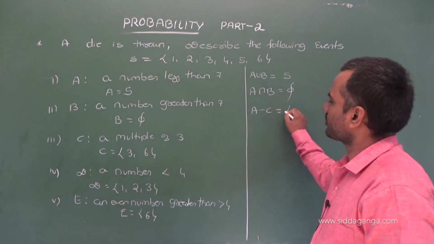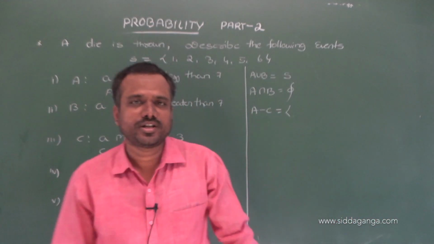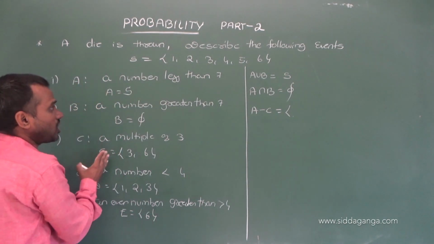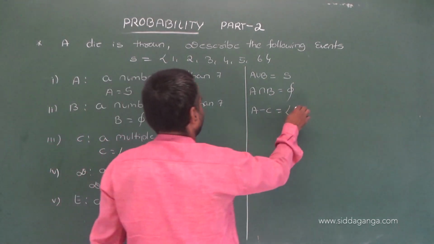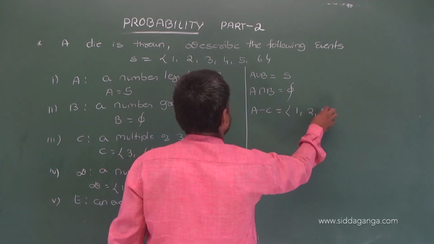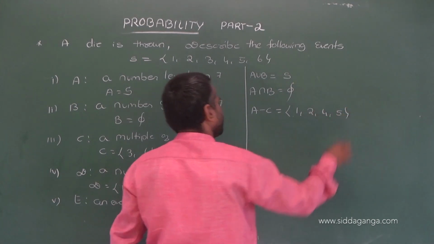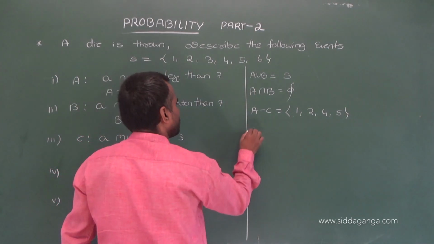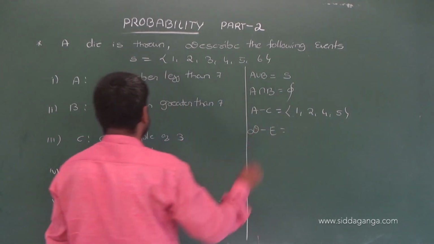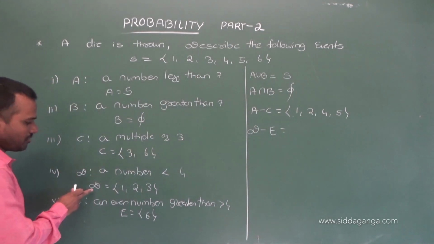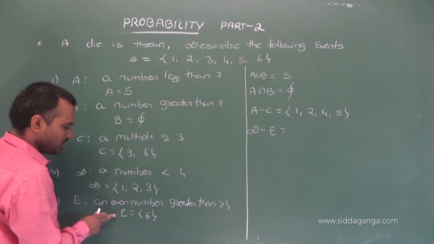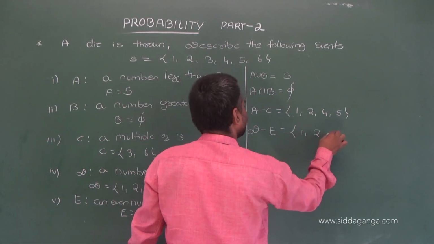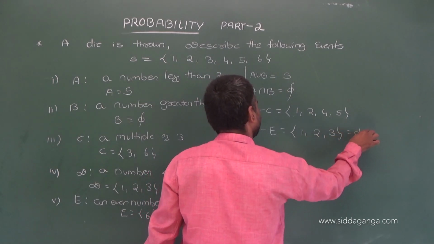Next, A minus C. A minus C indicates the elements which are present in A, but not present in C. What are those elements? 1, 2, 4, 5. Then D minus E. The elements which are present in D, but not in E. They are 1, 2, 3, because it is nothing but D.